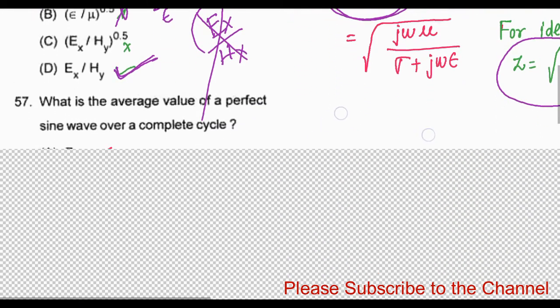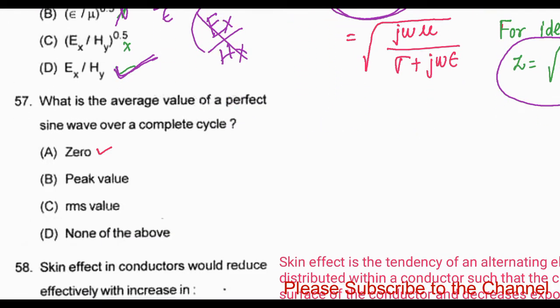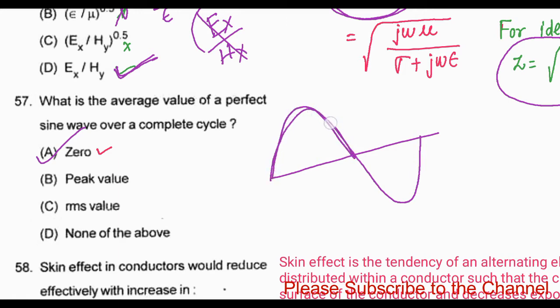Next question is, what is the average value of a perfect sine wave over a complete cycle? So this is 0, because if we sum the values over a complete cycle, the positive half cycle values will be added to the negative half cycle values to form 0, because this area is positive, this area is negative, and of the same value.